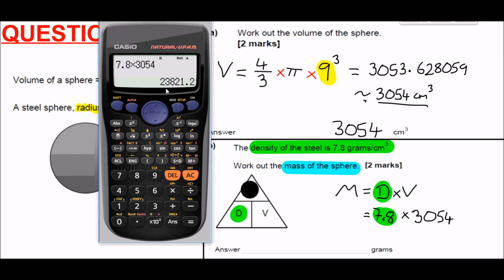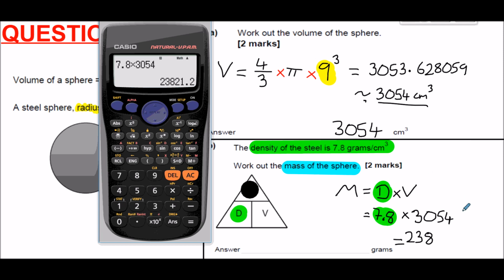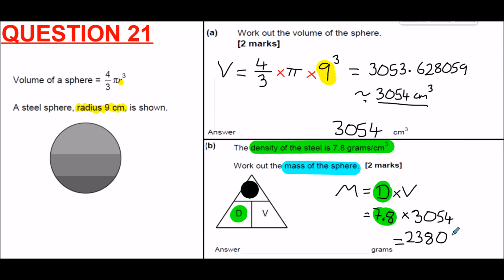So we could round this off to three significant figures. That's roughly 23,800. One, two, three significant figures, and change the other numbers to zeros. So 23,800 grams. And that's the final answer for 21 part B. Just be careful not to round too much too soon for that particular question.